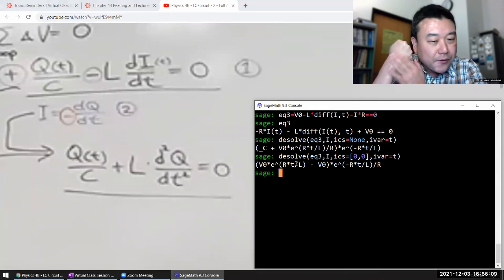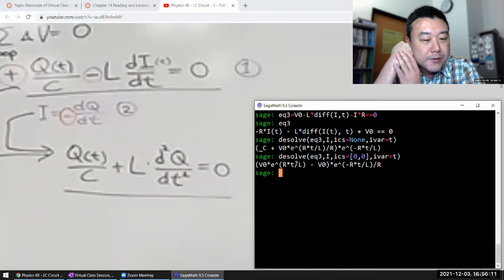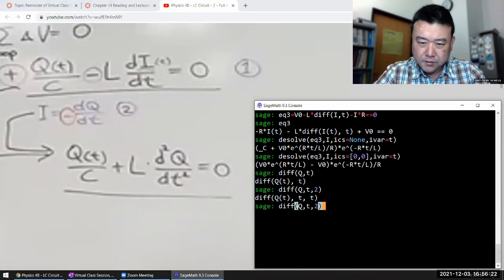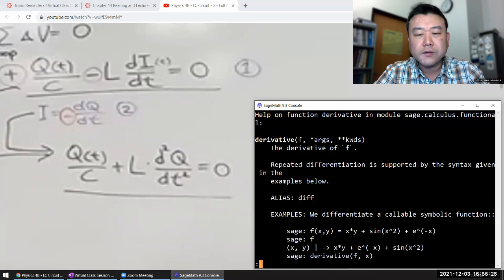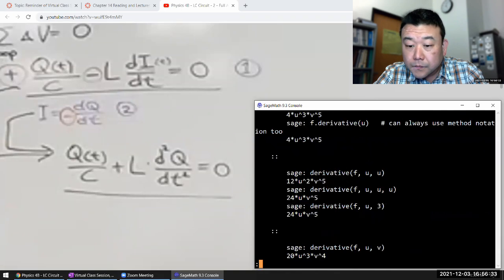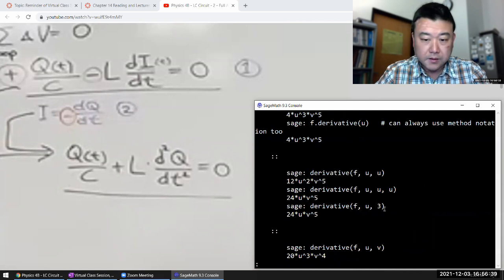Let's see, I think I have almost all the variables defined. Yeah, so I can just say, let me just make sure, derivative of q with respect to t. Okay, is this how you do second order? No. Wait, how do I do a second order derivative? Okay, yeah, that seems good.